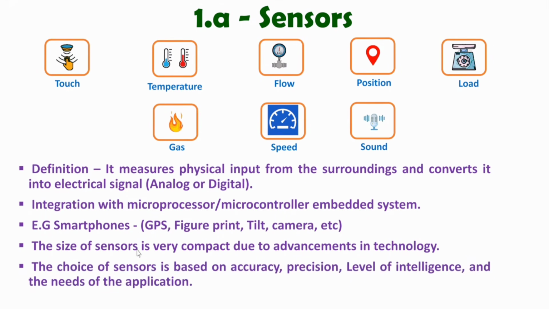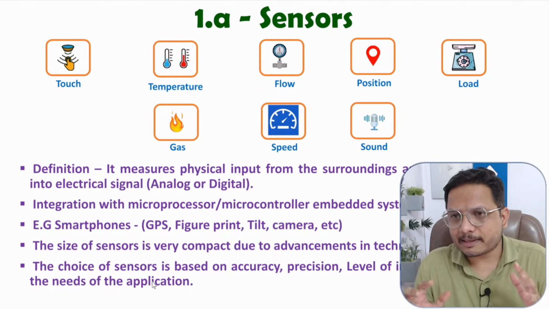So here, when you select sensors, at that time you need to see what is the accuracy of the sensor, what is the precision of the sensor, what is the level of intelligence, and what is the need of the application, right? Based on that, we should be selecting sensors. So that is how basically sensors are there.